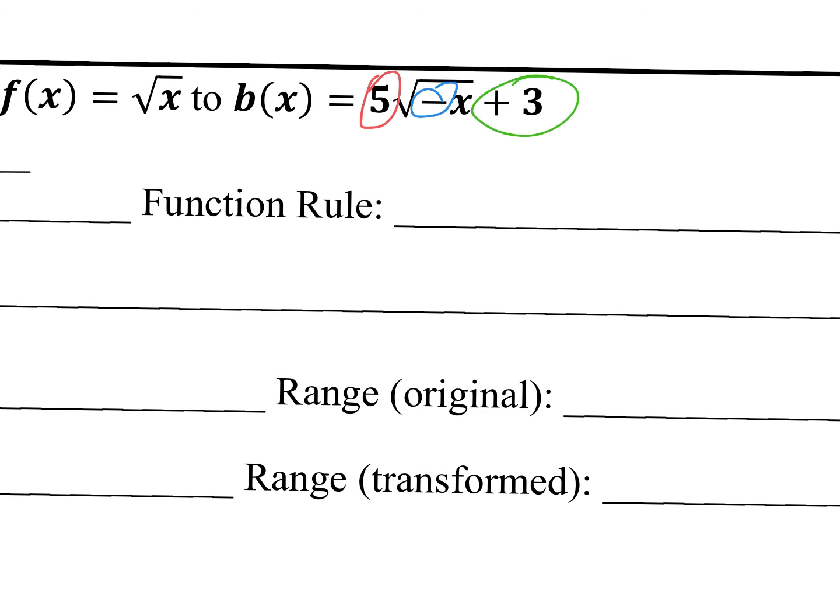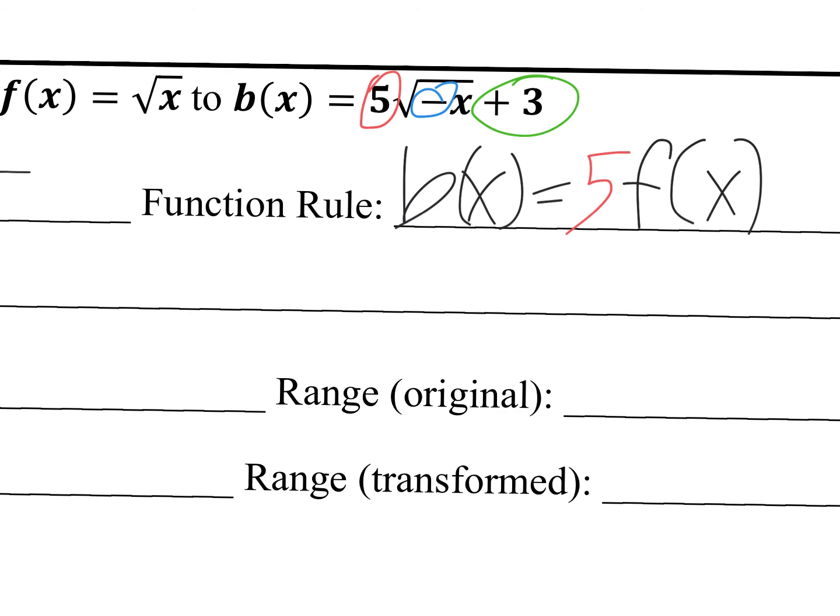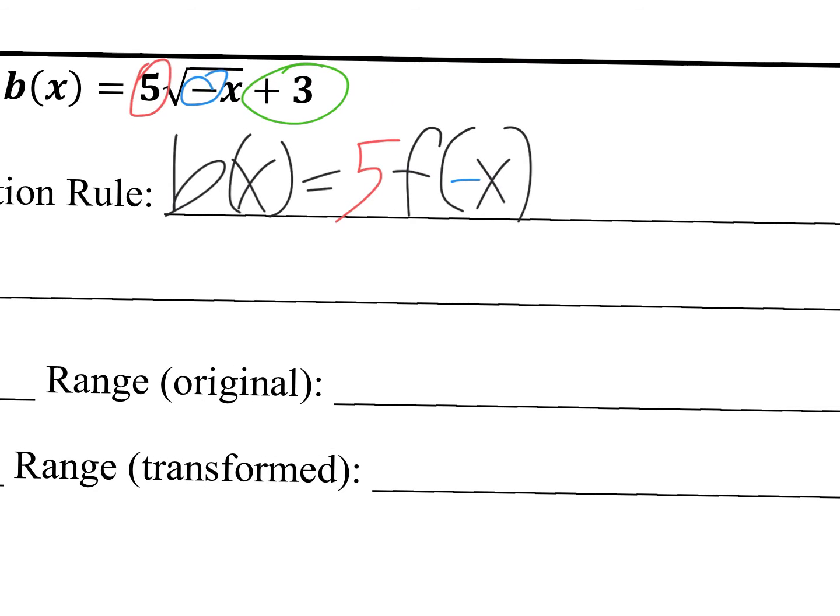So for my function rule, I need to include this 5, the negative inside, and then the plus 3 on the outside. So my function starts with b of x. So b of x will equal, and then how am I transforming f of x? I'm putting a 5 on the outside of f of x. And then, so I'll put my x here. And then there was a negative on the inside where the x is. I know it's on the inside because it's on the inside of the square root sign there, the radical. So I'm going to put my negative on the inside there. So it says 5 times the function of f of negative x. And then the plus 3 is on the outside of the radical, so I'll just tack on the plus 3, and everything's nice and color-coded. But yeah, that's my function rule.